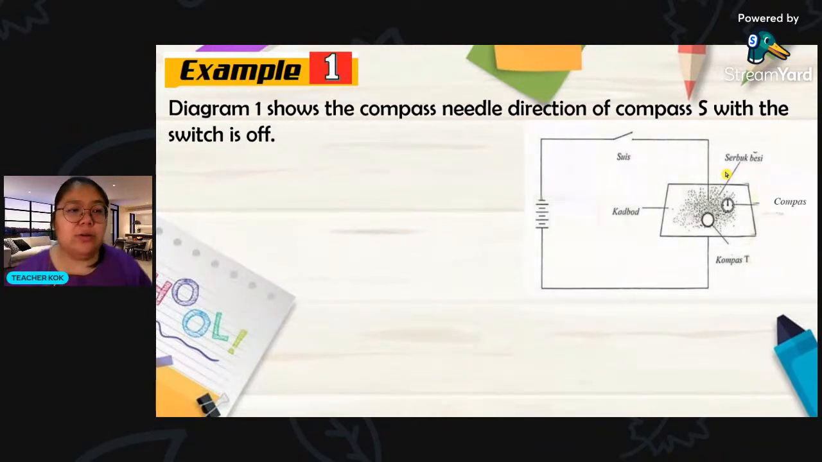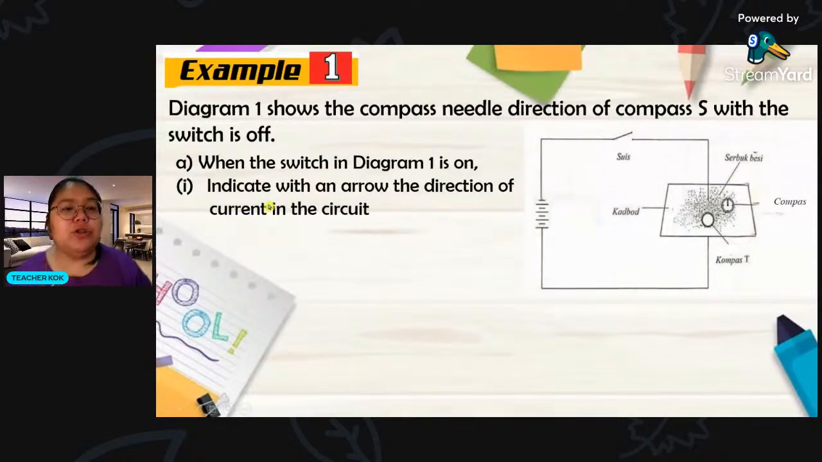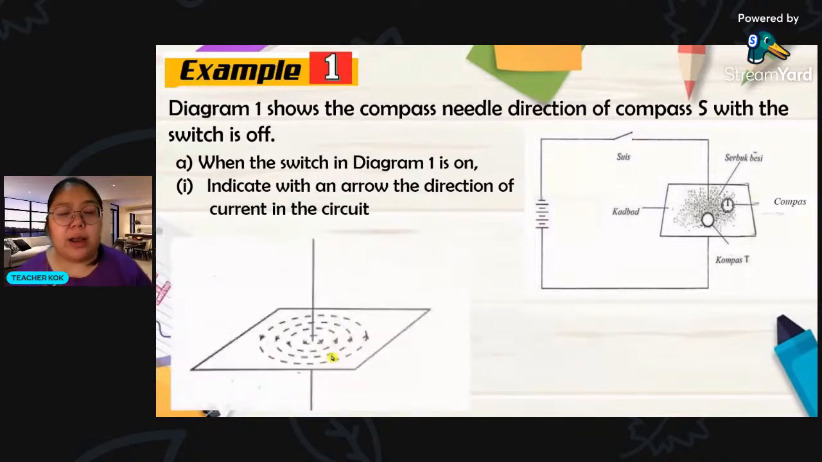Okay, so the first question, when the switch is on, you need to indicate with an arrow the direction of the current in the circuit. So first, you draw a circle. After that, you show the current is anti-clockwise. So this should be the answer. You show the arrow anti-clockwise.